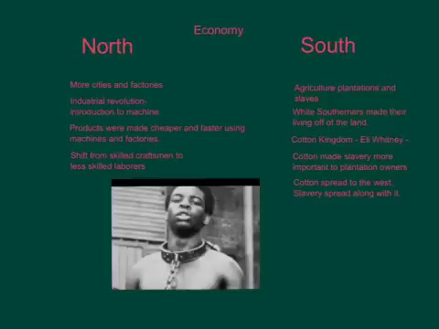The South's economy included agriculture, plantations, and slaves. The white Southerners in the South made their living off of the land. Cotton made slavery more important to plantation owners because they needed slaves to pick the cotton. Cotton spread to the west, and slavery spread along with it. Here's a picture of a very famous slave.